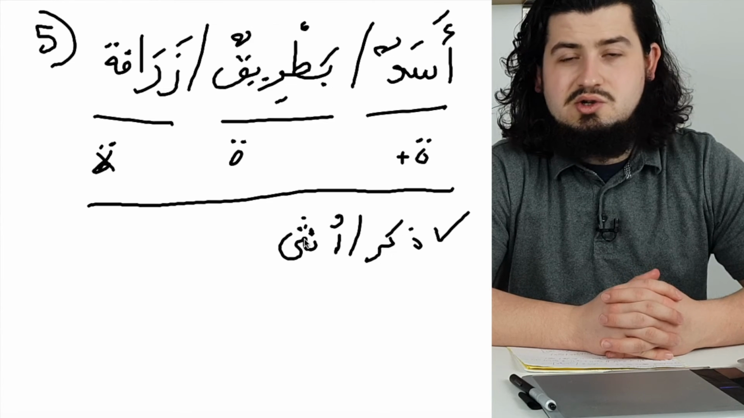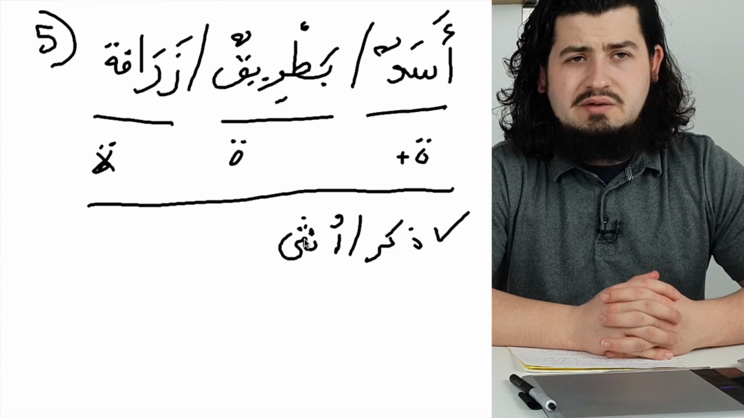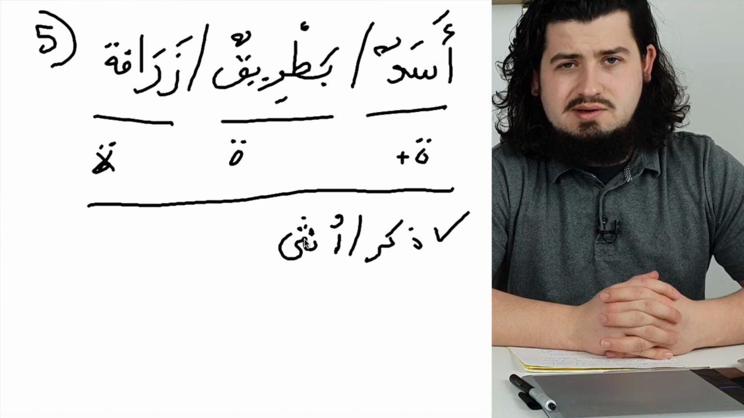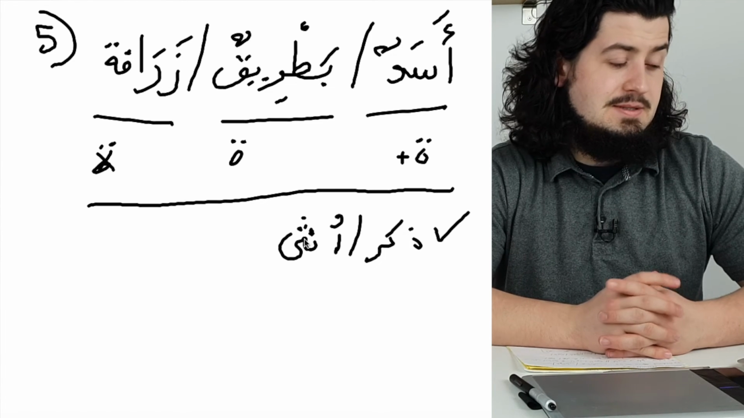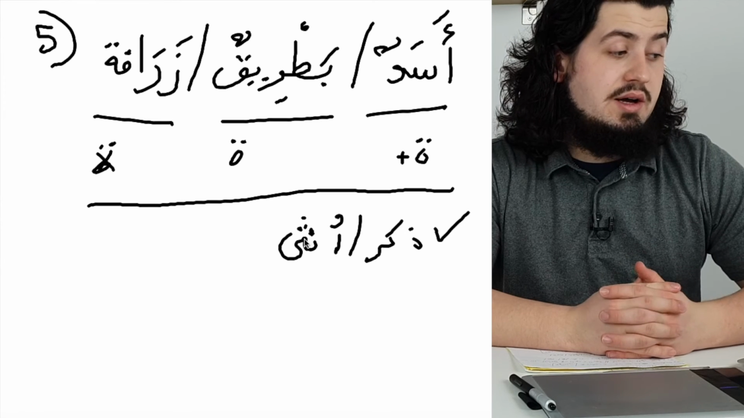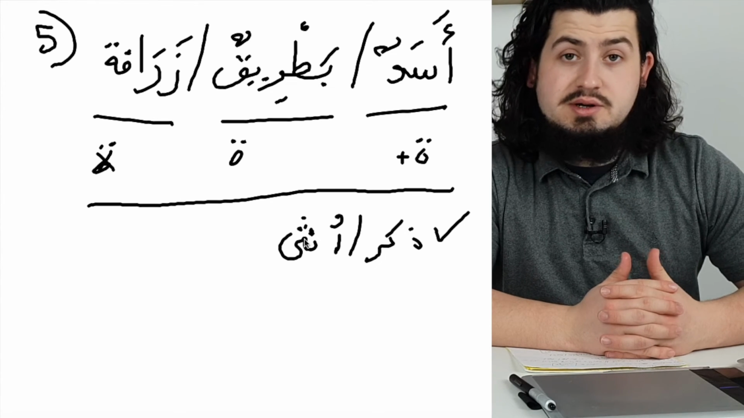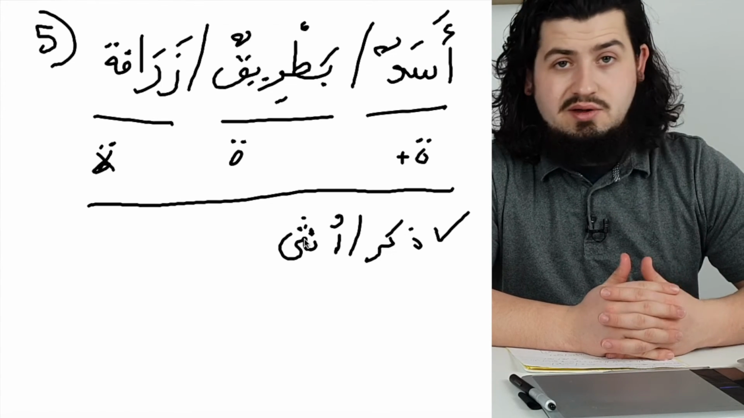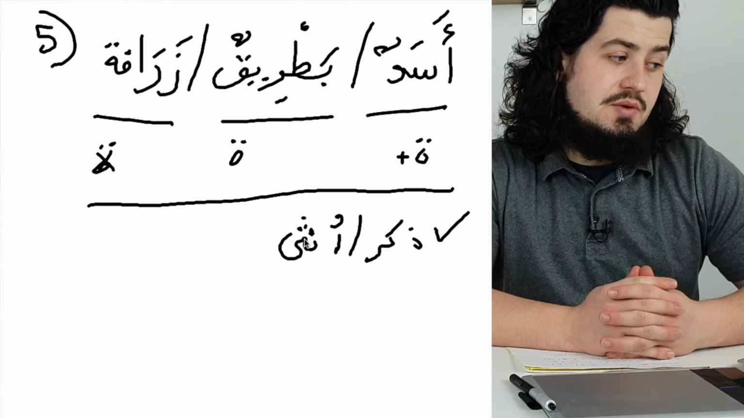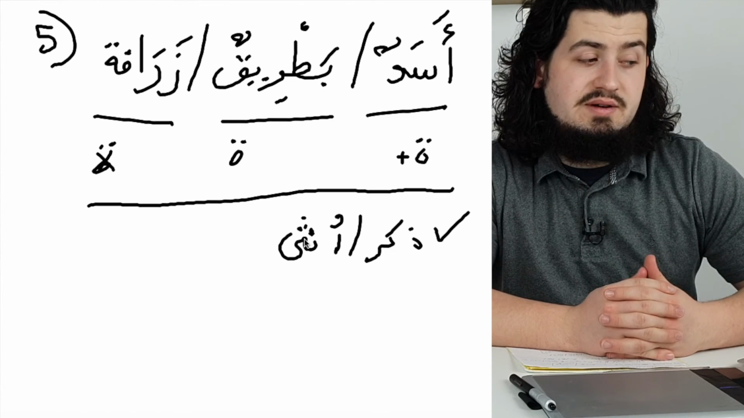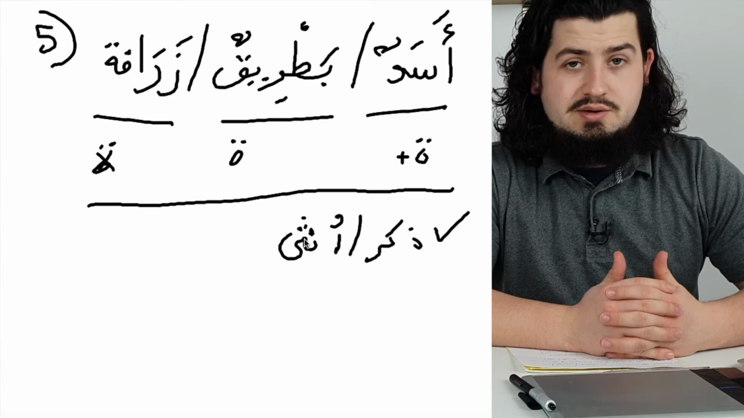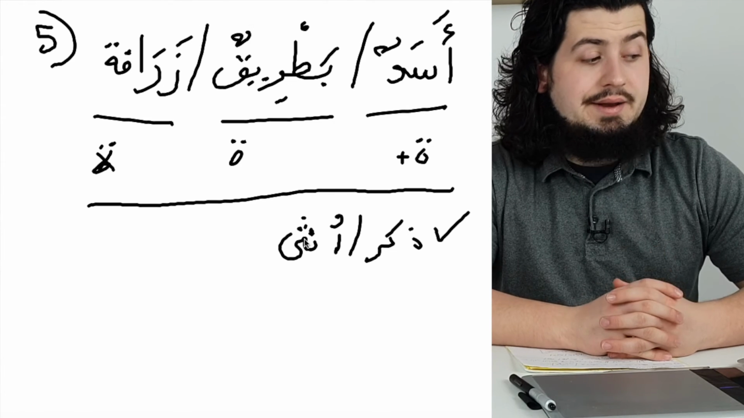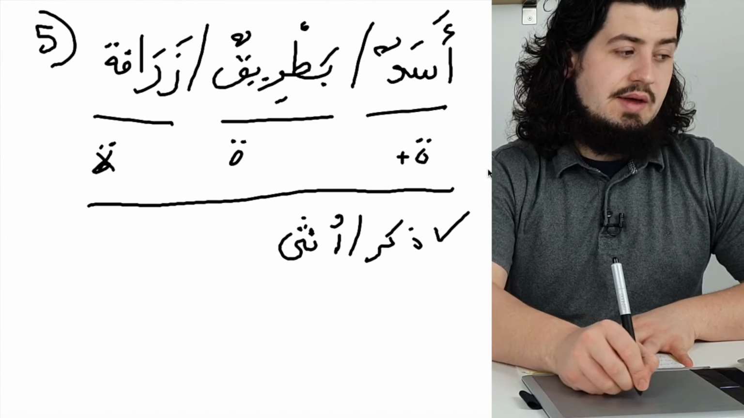Because most of the time, it's just a giraffe. Or maybe when they're fighting. It's only really the males that fight each other, but yeah. So we normally just say dhakar batriq, or dhakar zarafa, or untha zarafa, or untha batriq, if we're saying that it's masculine or feminine. That's just how we do it most of the time, right?